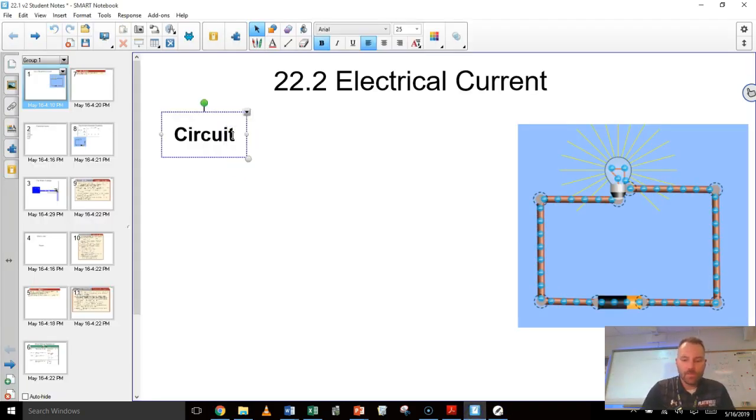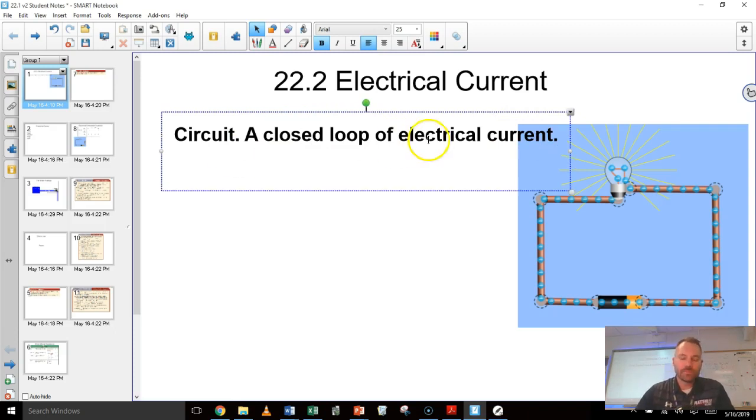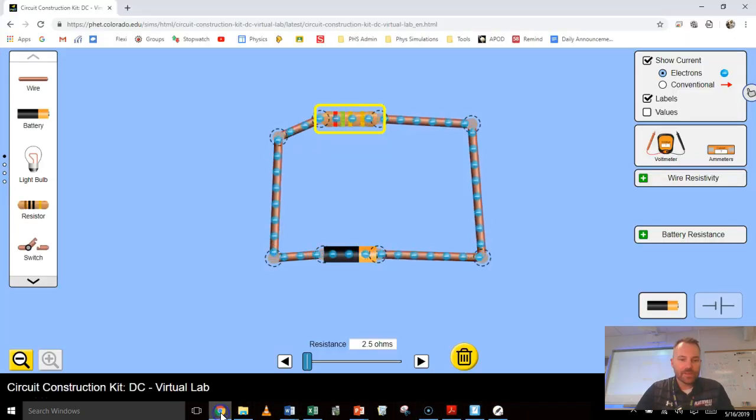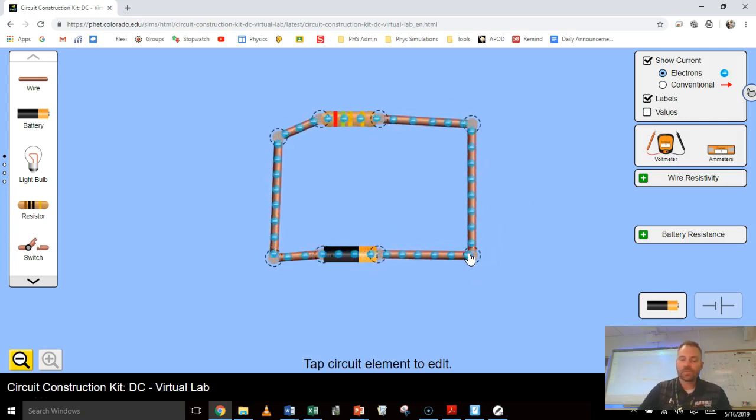Circuit. It's a closed loop of electrical current. And it needs to be closed. If it's not, if I go back here and I open this up, I cut it, the electrons need to work their way back around to the positive side. Like that. So if it's not closed, if it's open, we call that an open circuit.